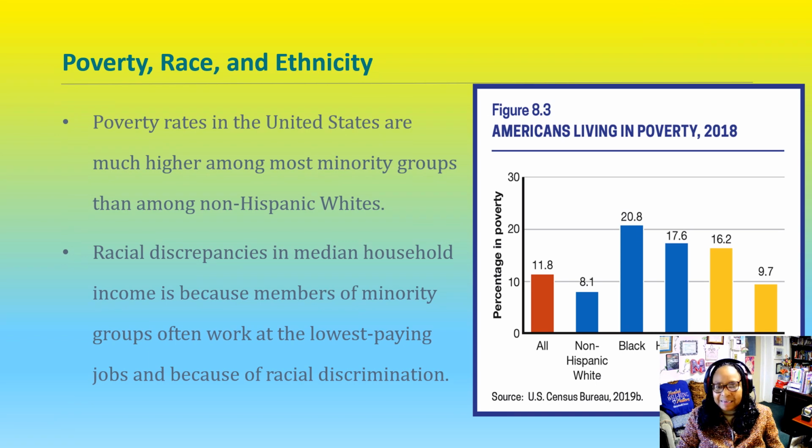Poverty, race, and ethnicity. I want to bring your attention to figure 8.3 on my right. Figure 8.3 speaks of the poverty rate in the United States, and it shows that there's a much higher rate of poverty amongst minority groups than amongst non Hispanic whites. Racial discrepancies in the median household income exist because members of minority groups often work at the lowest paying jobs and because of racial discrimination.